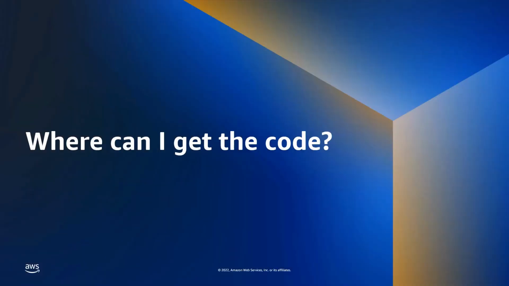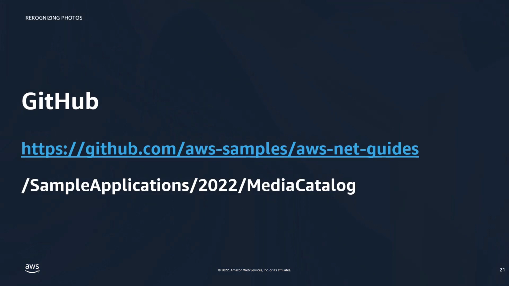So where can you get the code? The code is available on GitHub. And here is the address. So it's in the collection of AWS .NET guides within the AWS samples organization. And you can find this code at Sample Applications 2022/Media Catalog.